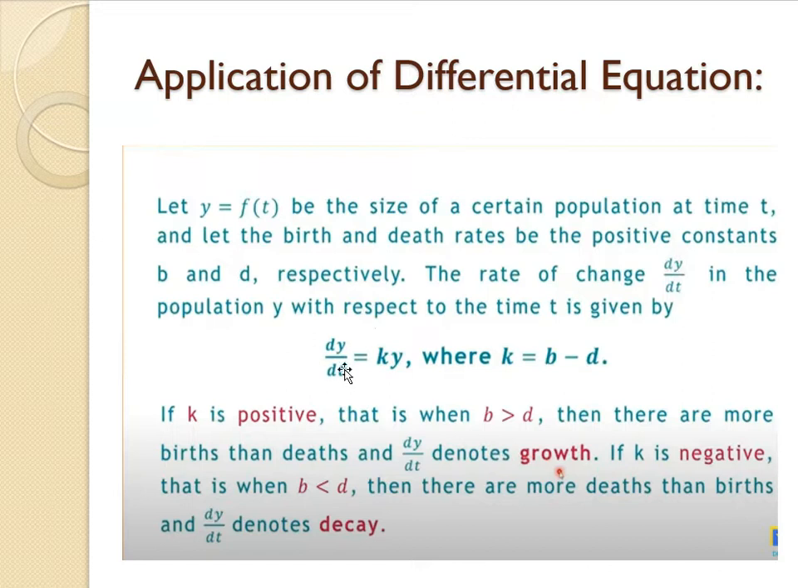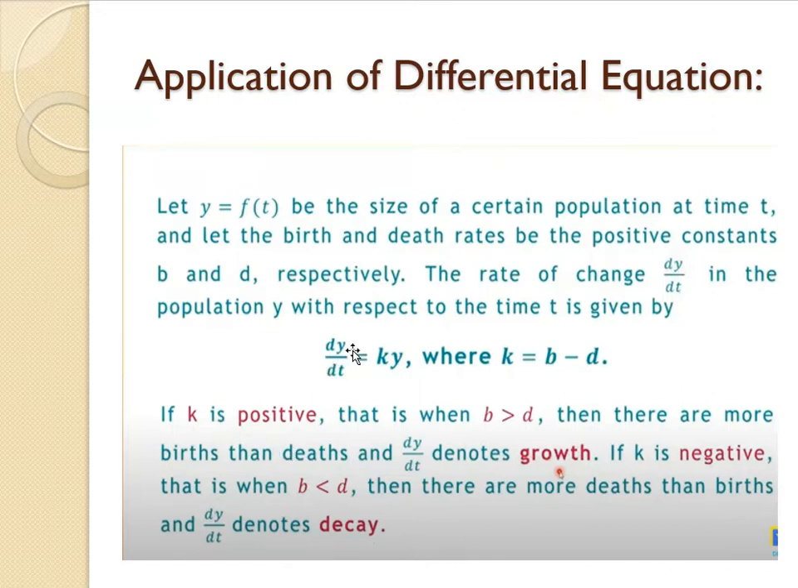dy over dt is equal to ky, where k is equal to B minus D, where B stands for birth rate and D stands for death rate. So it says here, k is equal to birth rate minus death rate. Furthermore, if k is positive, that is when the birth rate is greater than the death rate. Ibig sabihin, mas marami yung pinapanganak kaysa sa namamatay. Therefore, dy over dt denotes growth. If k is negative, when the birth rate is less than the death rate, ibig sabihin maraming namamatay kaysa sa pinapanganak, meaning it denotes decay.